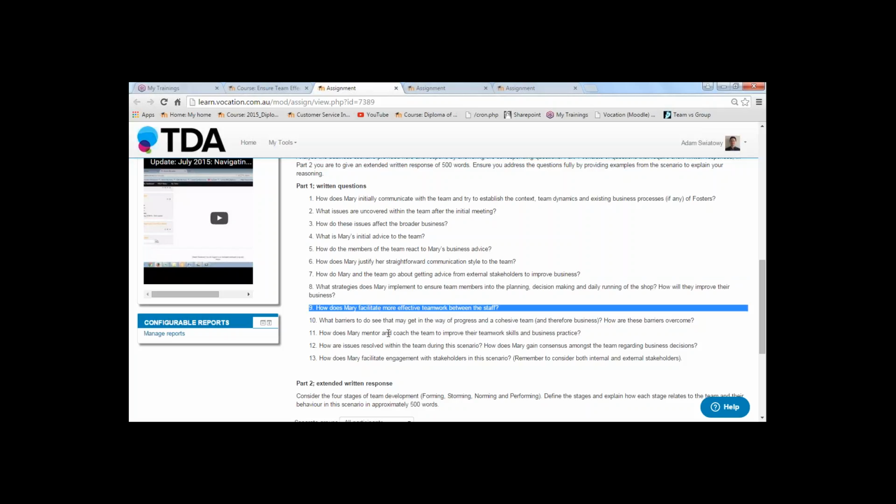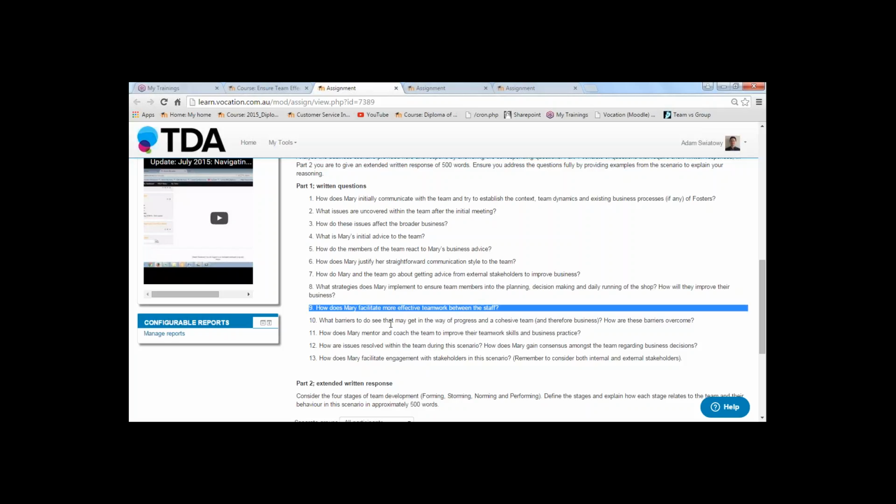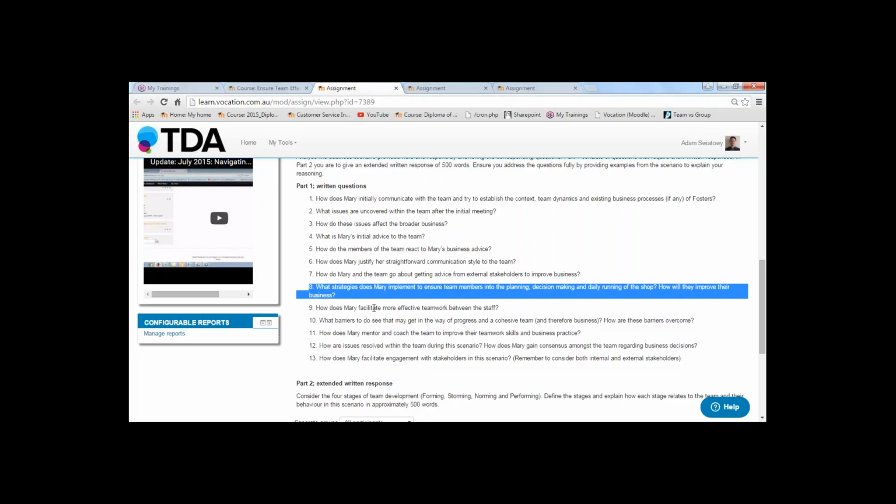How does Mary facilitate more effective teamwork? With the previous question, there's actually a lot of answers that can go into something. I've listed about 20 or 30 different things that Mary does to change the way that the team are working well together. So this is between question 8 and question 9. What I'm looking for here, with question 8, is what are the things that Mary's implementing and doing? They're the actual things.